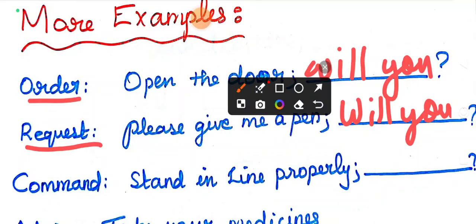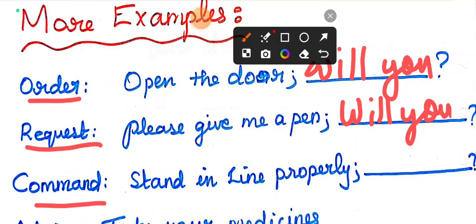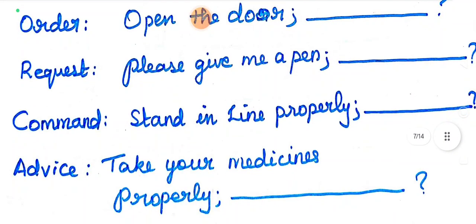Command. Stand in line properly. Stand in line properly is a command. So the tag is will you. Command is an imperative sentence. So we use the tag will you.